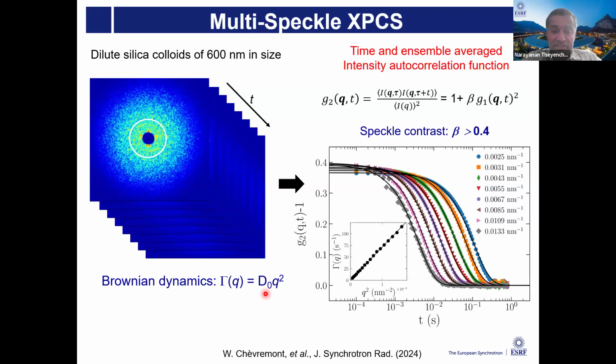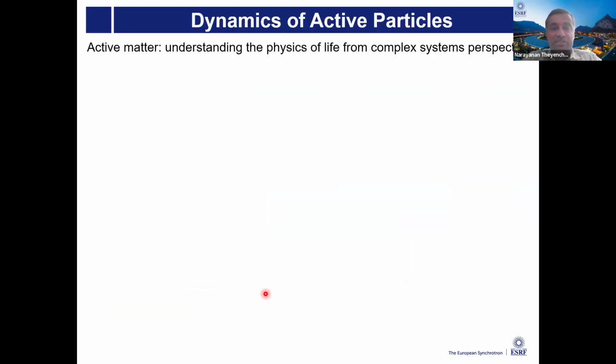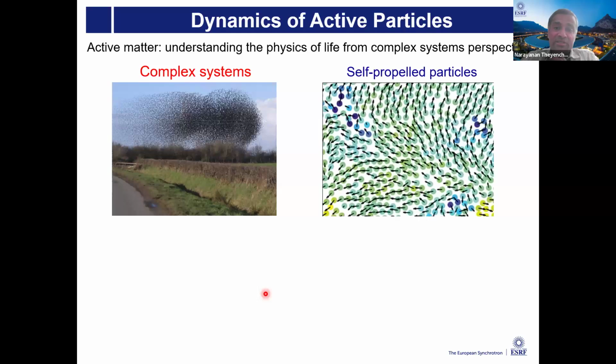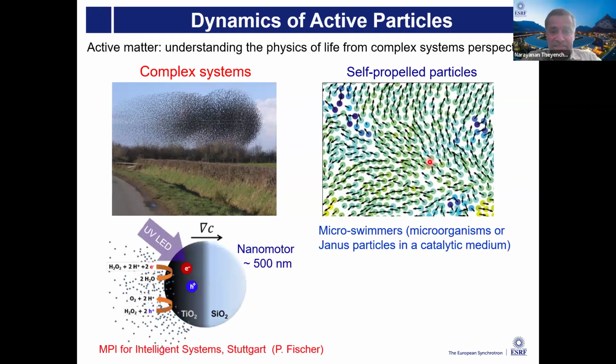relatively dilute suspensions. This turned out to be useful, not to look at this passive Brownian dynamics, but to look at more active systems. So why are these systems important? Because they can mimic certain features of more complex living systems. Here, each particle, in addition to diffusion, can also be made to self-propel. In this particular case, we use Janus particles in a catalytic medium.